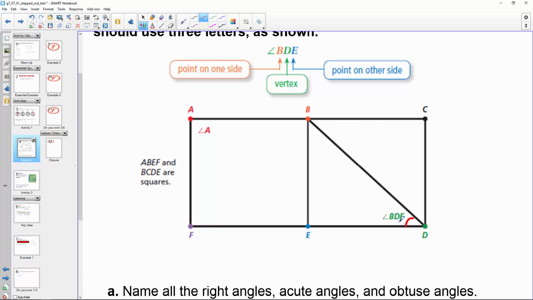So in this case, the D has got to be in the middle. For this one here, since this is angle A, and this could also be angle D, this one here could either be angle FAB, or it could be angle BAF. Either way, it's just that I have to have the vertex in the middle.